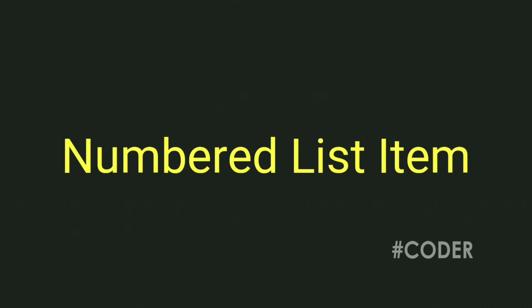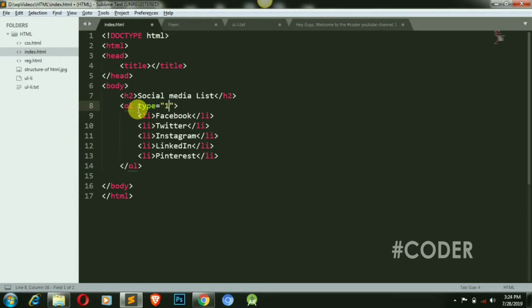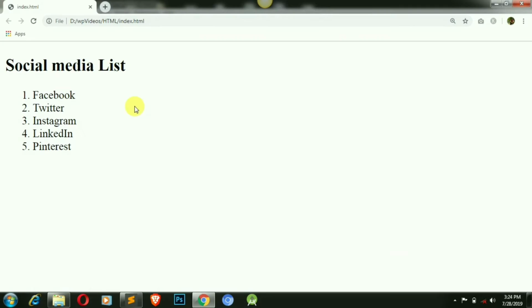Suppose you want a number list item, then you have to put value as number. So I put the numerical value. I will save it and reload the browser. Now you can see the numbered list item, but this is default.